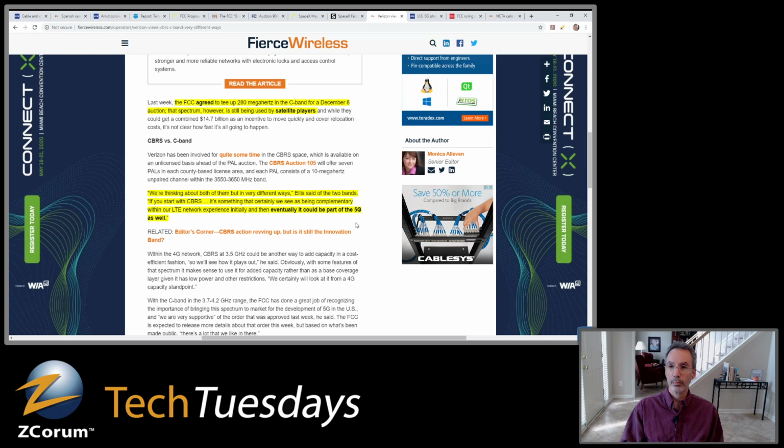Other operators: T-Mobile's going to be looking really good on mid-band spectrum, especially with the Sprint acquisition. AT&T looks good on that, so they're looking good on mid-band spectrum. Verizon not so much. So I would expect them to be doing something with the CBRS spectrum when it becomes available with 5G.